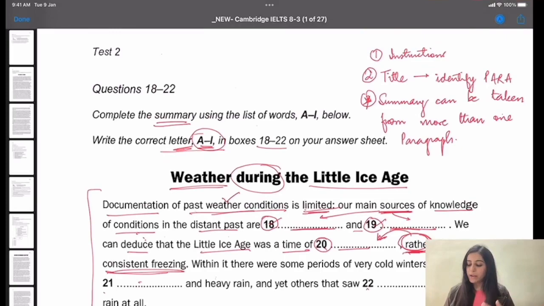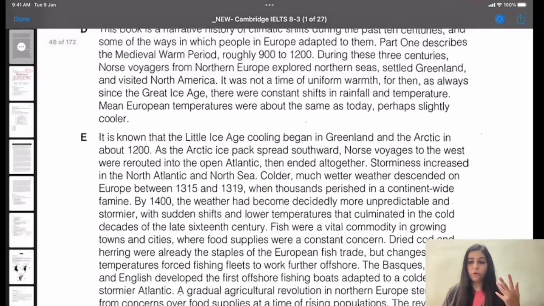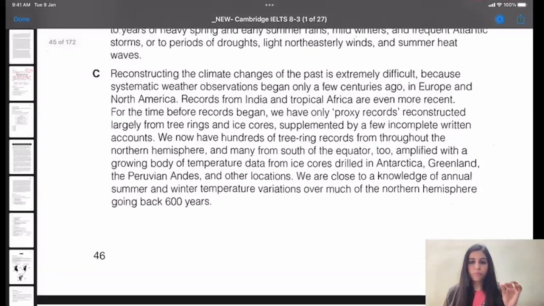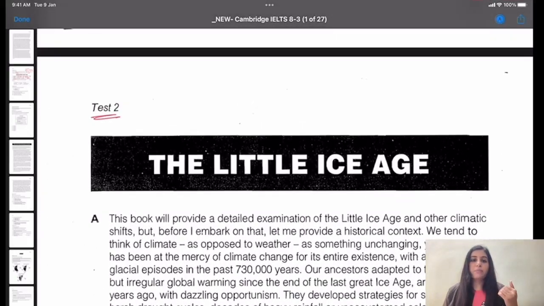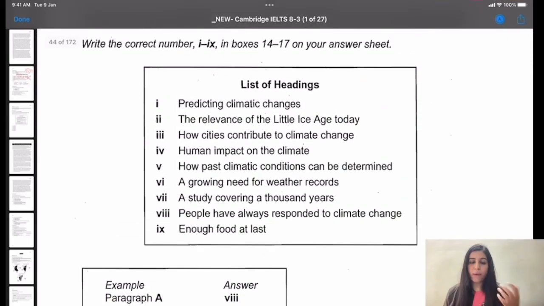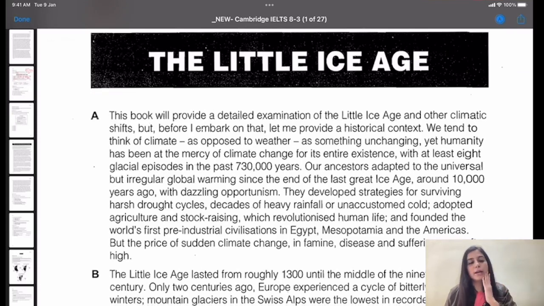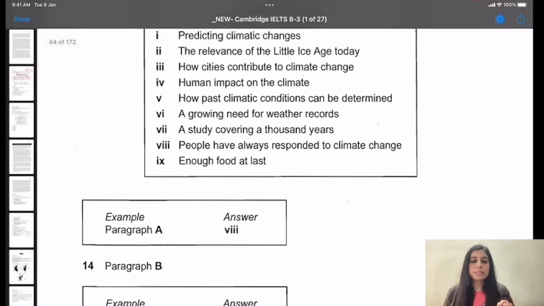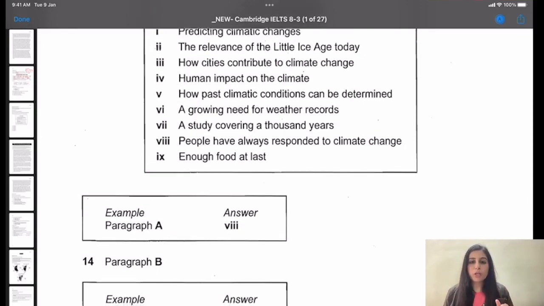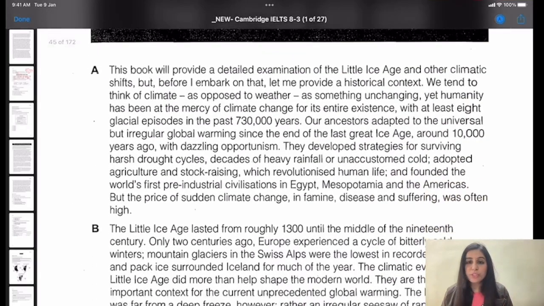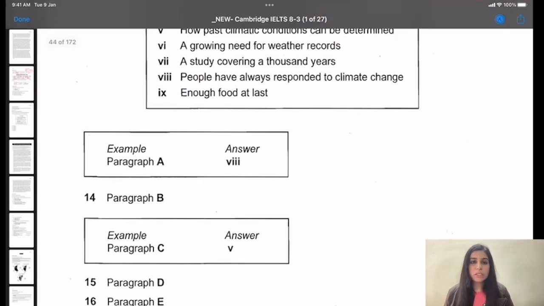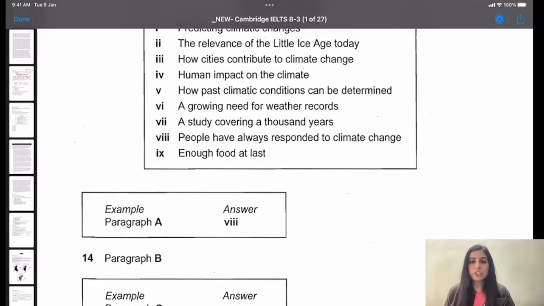Now we scroll up and try to look for the paragraph wherein they're talking about the weather during the little ice age. And since you have already completed the list of headings, you have a fair enough idea of what is being spoken about in each and every paragraph. So paragraph A was this one: people have always responded to climate change. So quickly glance through this and see whether they're talking about what was happening during the little ice age with respect to the weather. That's not mentioned here.